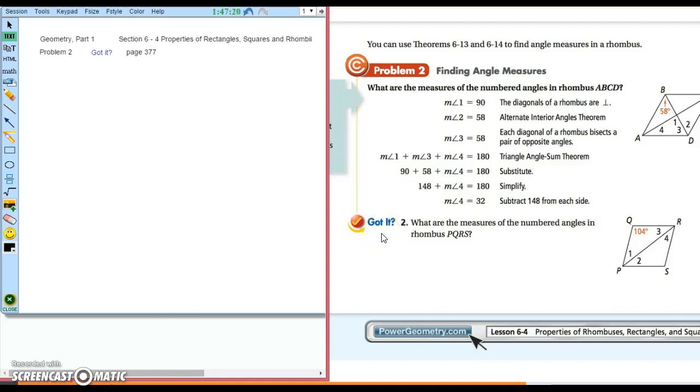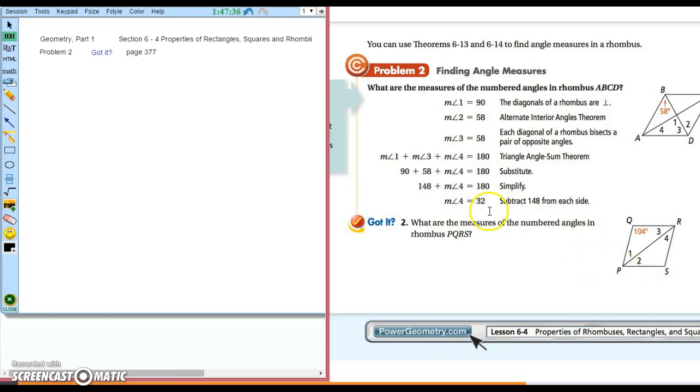This is from section 6.4, Properties of Rectangles, Squares, and Rhombi. Problem 2, the Got It, on page 377. It wants to know the measures of the numbered angles in rhombus PQRS.